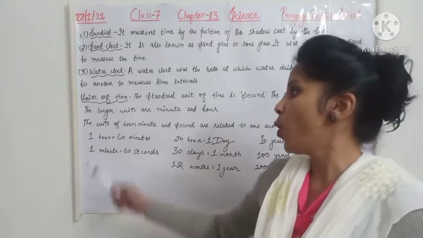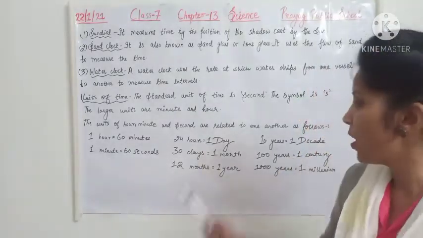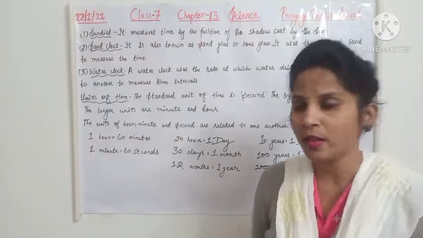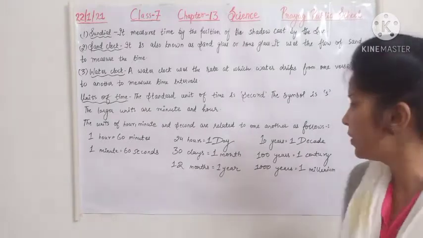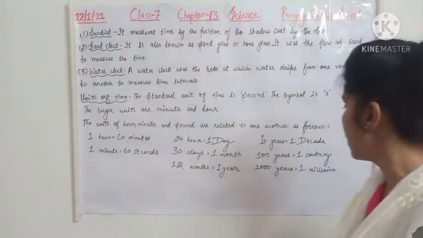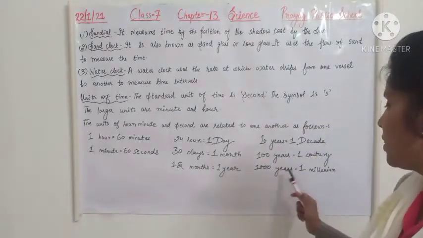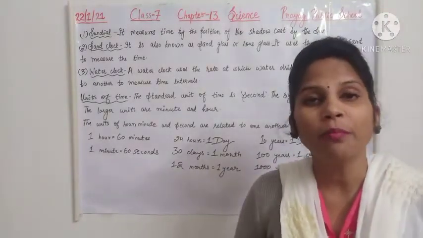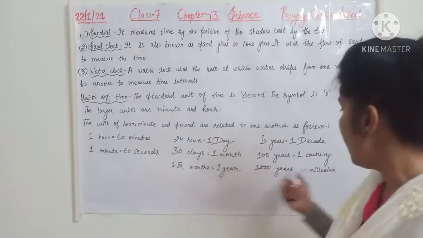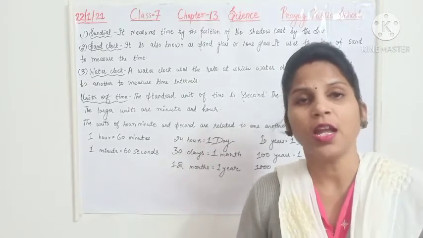How are the three linked? We know 1 hour is equal to 60 minutes, 1 minute is equal to 60 seconds, 24 hours make a day, 30 days make 1 month, then 12 months make a year, then 10 years is equal to 1 decade. Decade means a period of 10 years. Now 100 years make a century, that is Shatabdi. And 1000 years is called 1 millennium or millenary, which in Hindi is Sahasra Satabdi, meaning a period of 1000 years.